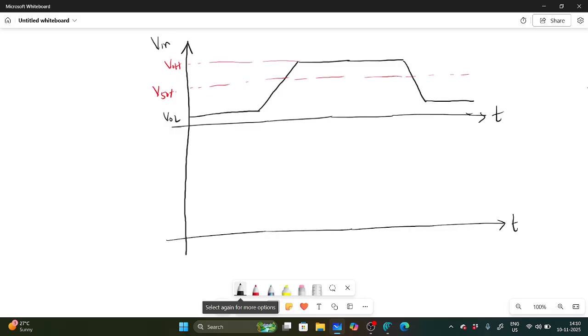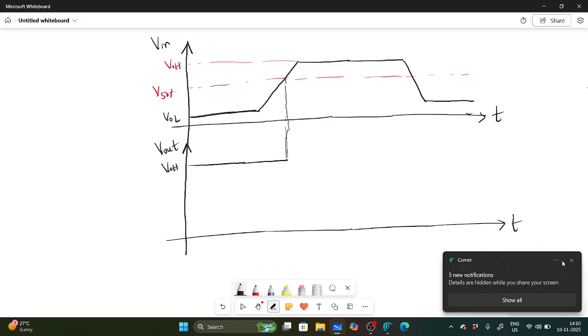Now, if you see the output waveform, this is the output waveform V out. Initially when the input is low, as per the inverter, it will start from VOH. It will be constant till the input reaches 50%. After the input reaches 50%, it is going from high to low.